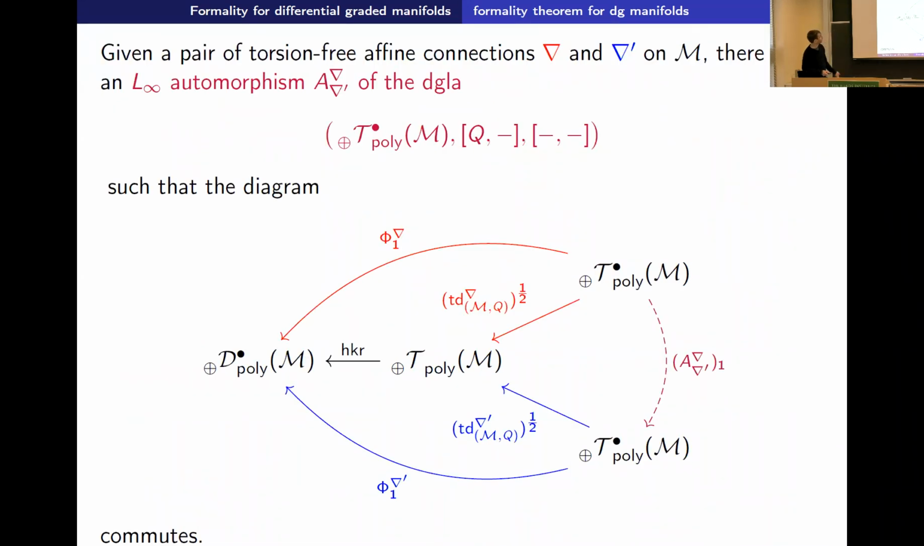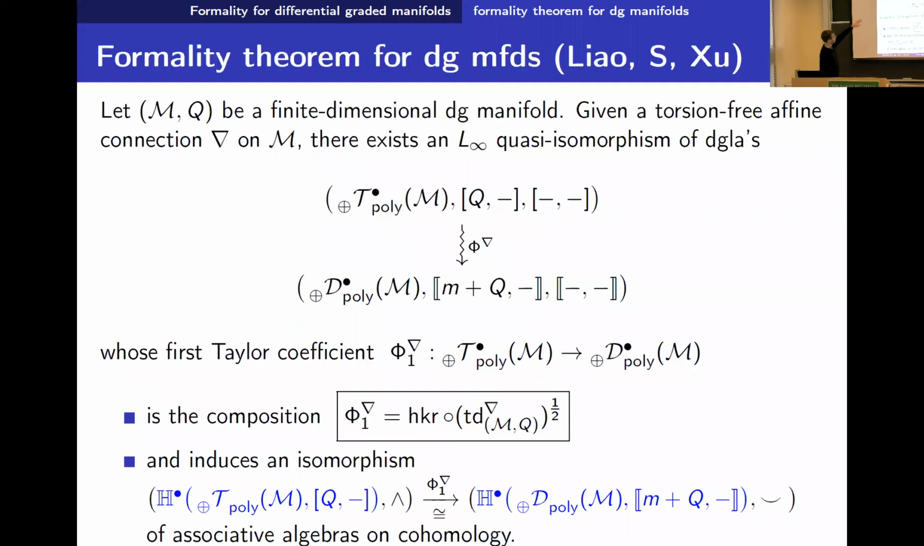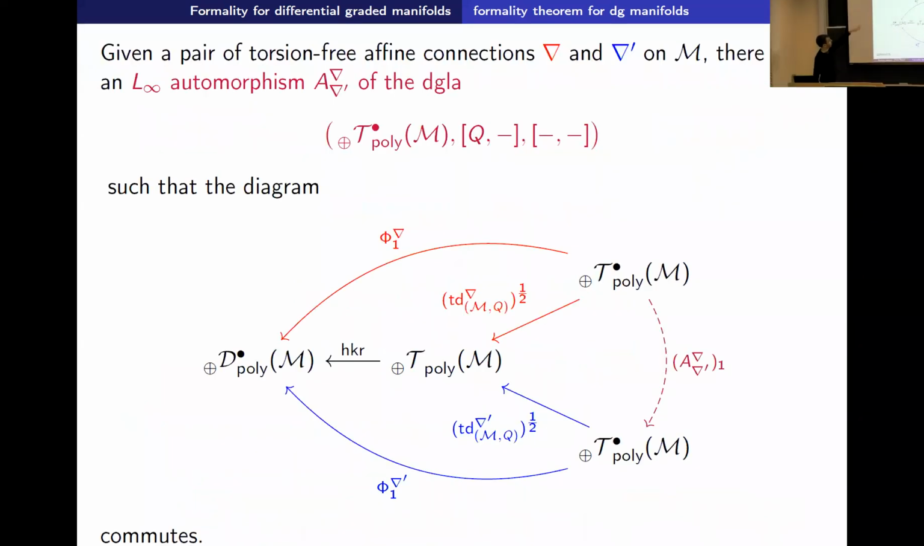Moreover, as I told you, to construct this N-infinity quasi-isomorphism, you need to choose a connection, a torsion-free connection nabla. If you make two different choices of torsion-free affine connections, nabla and nabla prime, you get two such N-infinity quasi-isomorphisms, phi nabla and phi nabla prime. And their first Taylor coefficients are related to one another.